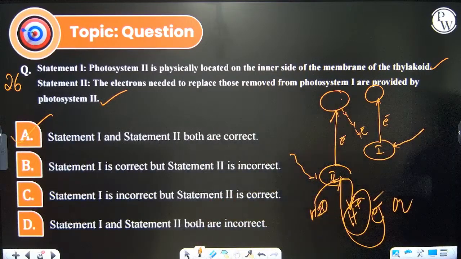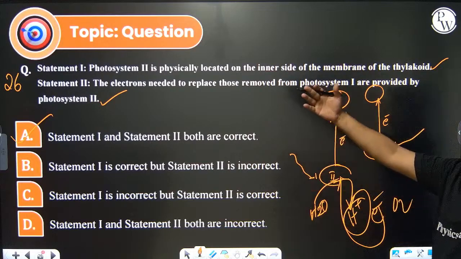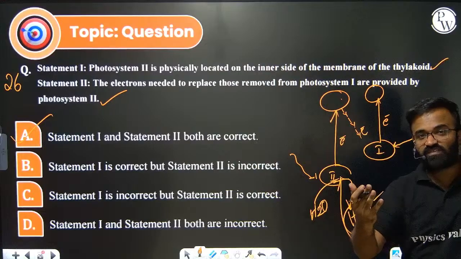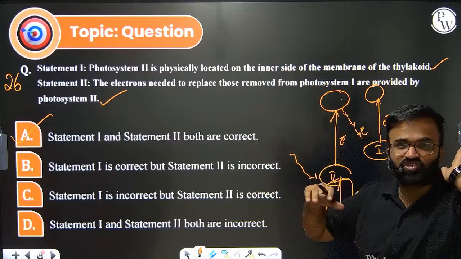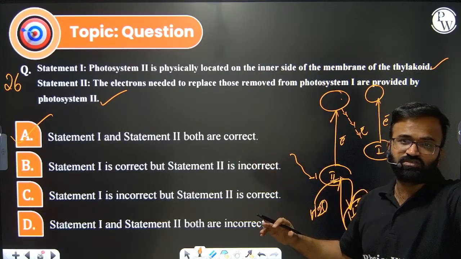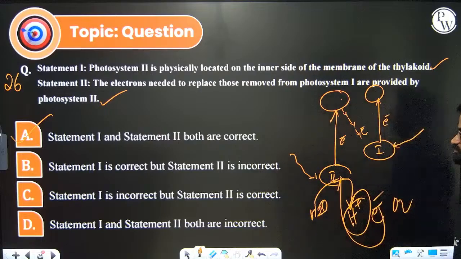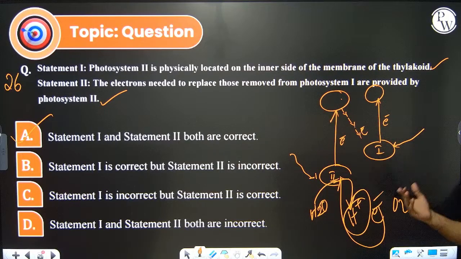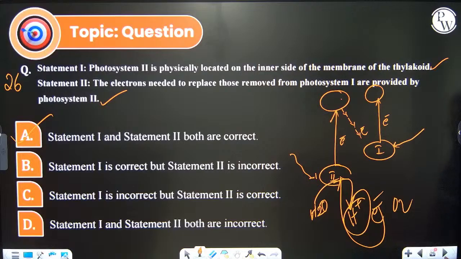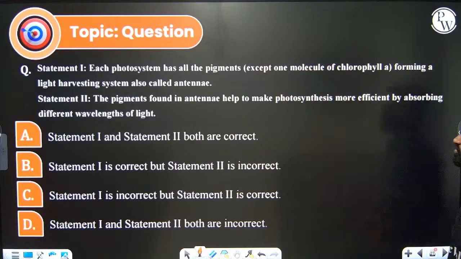Is there any confusion? Is there any ambiguity? This is like the genetic code. One of the salient features of the genetic code is that it is non-ambiguous. Ambiguity means confusion, so non-ambiguous means no confusion. So for the 26th question, both these statements are right. Let's go for the next question.